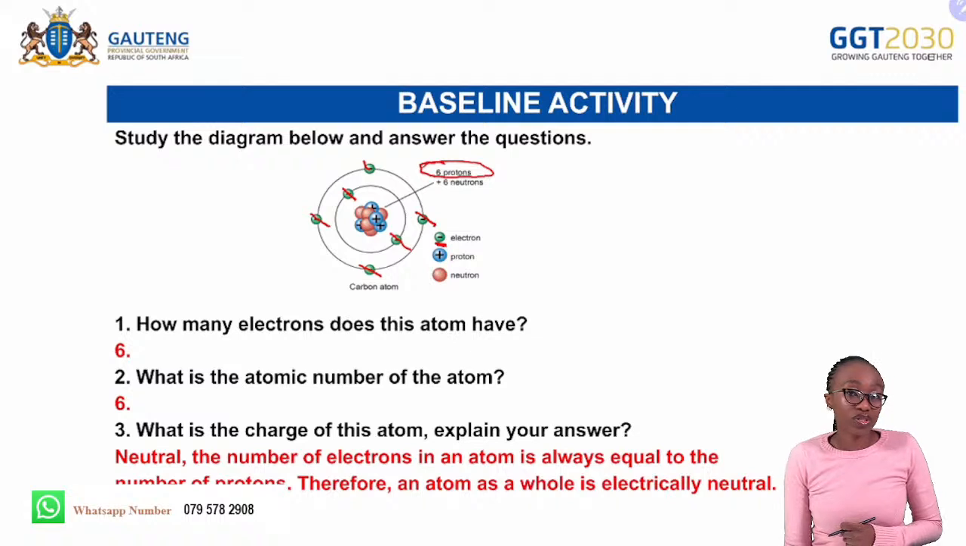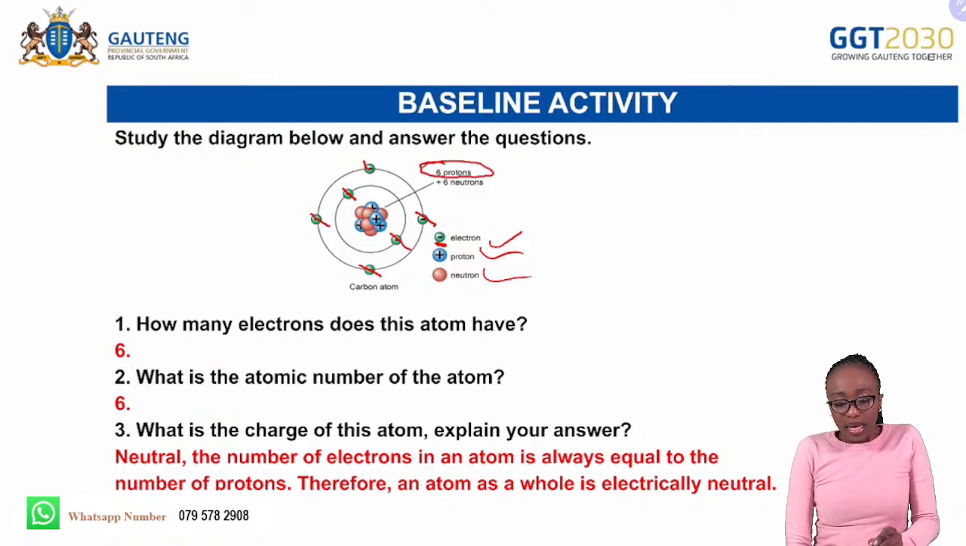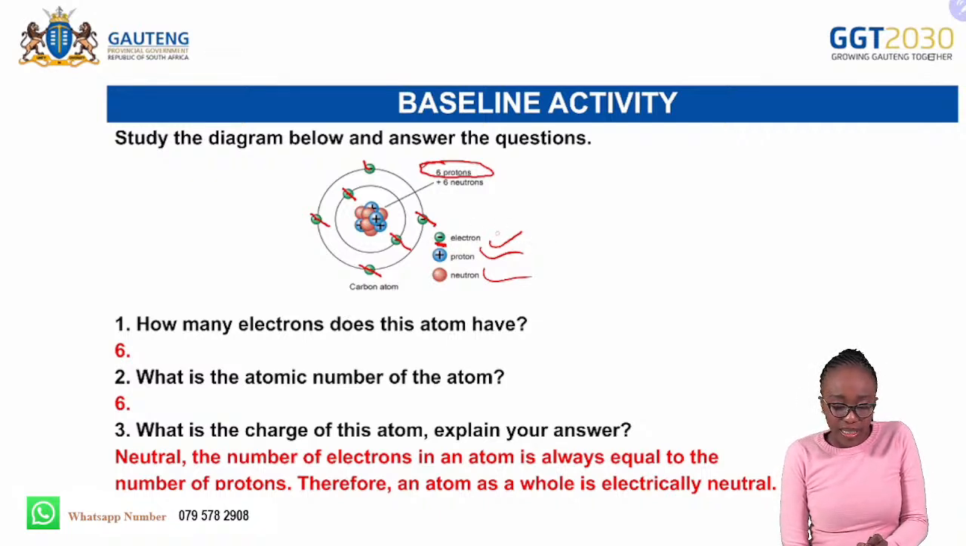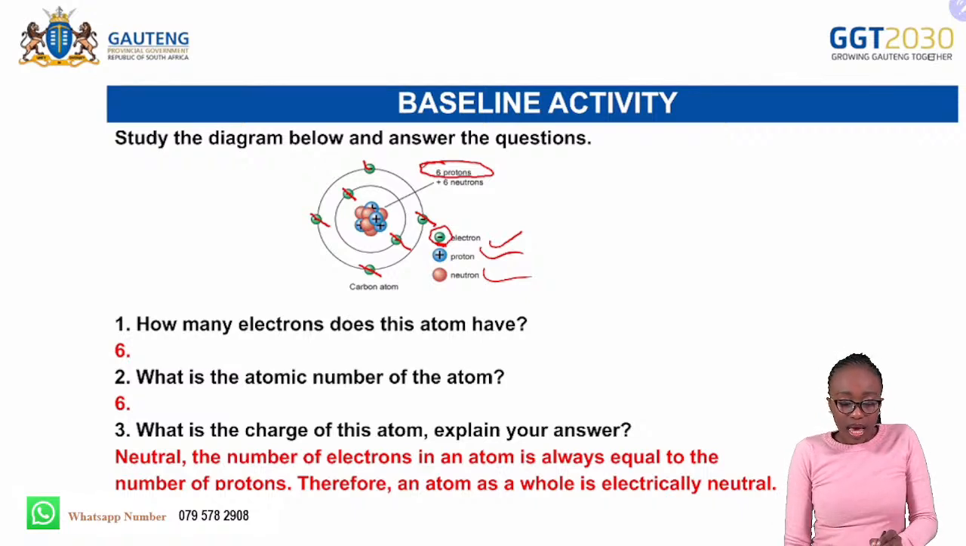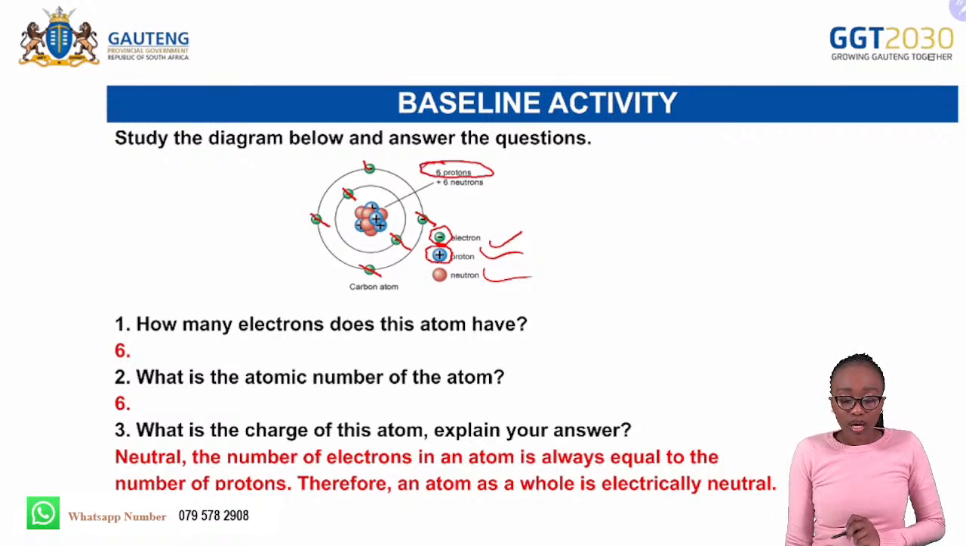Why am I saying the charge is neutral? Remember in the previous term when we were learning about the structure of the atom, we learned that the atom has subatomic particles, 3 of them. We have electrons, we have protons, and we have neutrons. Electrons have what we call a negative charge. This is why there's this minus sign inside the green circle. And then protons have a positive charge. That's why there's a plus sign on the blue circle.